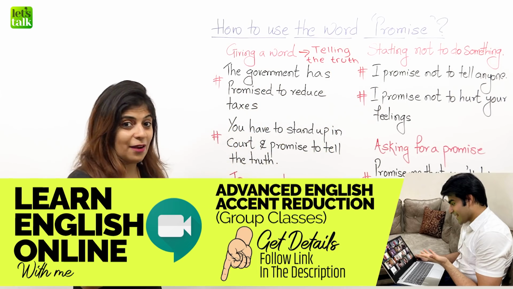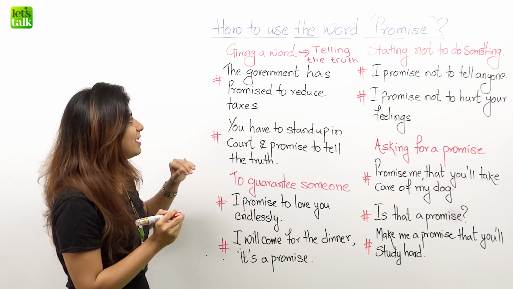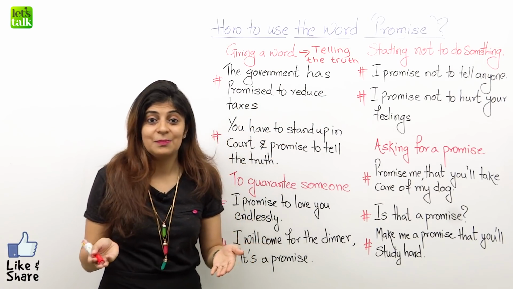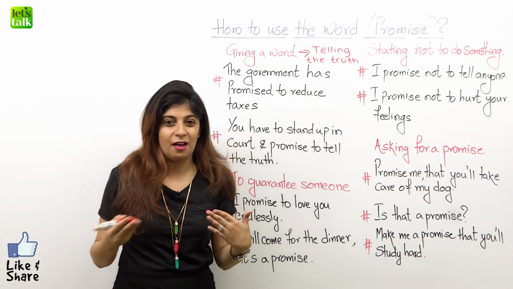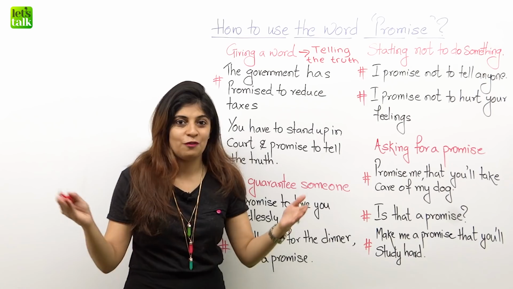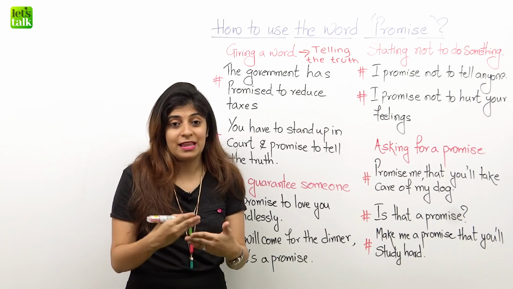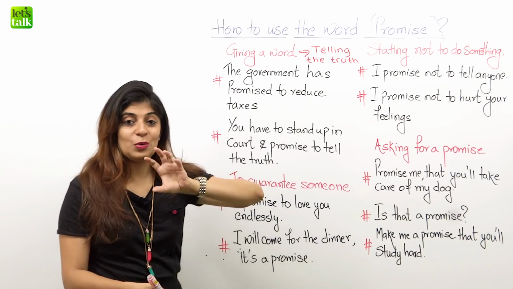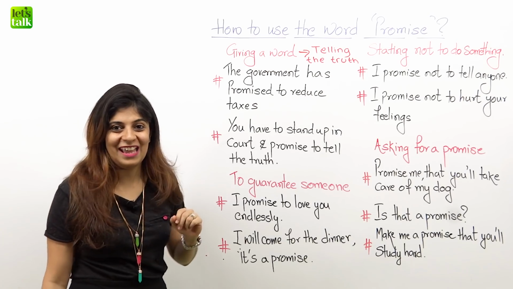So to understand this better, let's have a look at the 2 examples out here. The first one is, the government has promised to reduce taxes. Well, yes, the last time that I heard, when someone from the government said that they are looking forward to reduce the taxes for the people, then they're probably giving a word. So whatever they said is the truth. So when you are giving a word, when you are telling the truth, you use the word promise, okay?